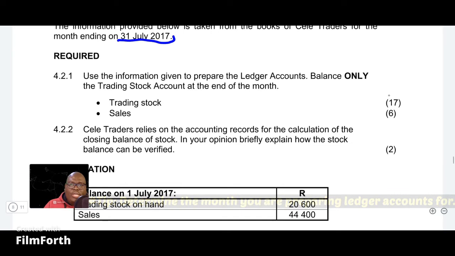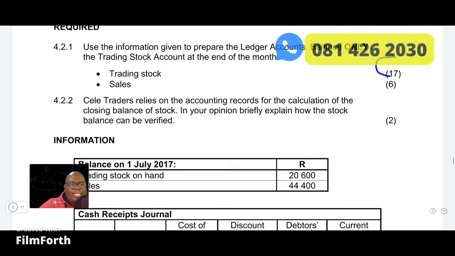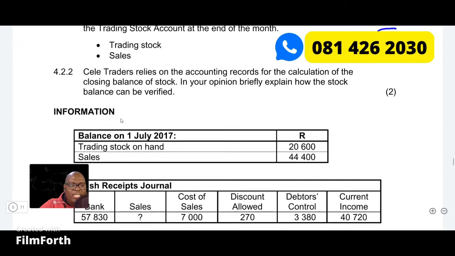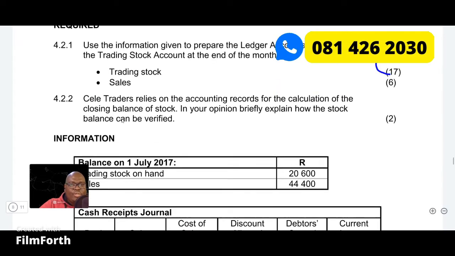If you look here, you'll realize that the marks for this trading stock account is 17 marks, meaning that you'll have a lot of work to do. You need to understand what exactly you are doing. You need to understand how we are transferring information from the subsidiary journals to the relevant ledger account.